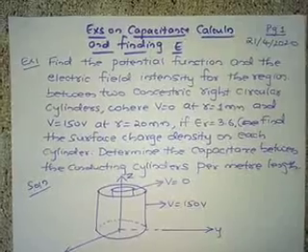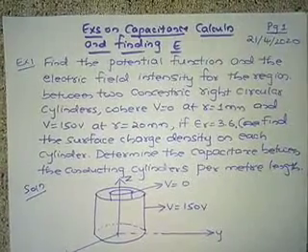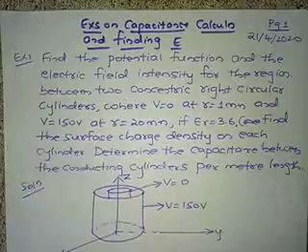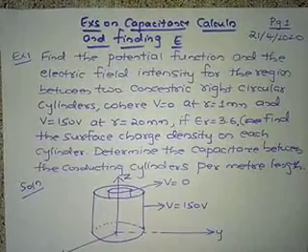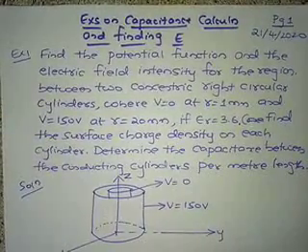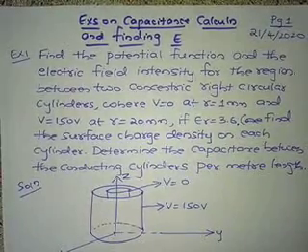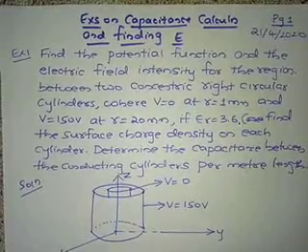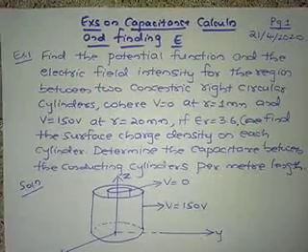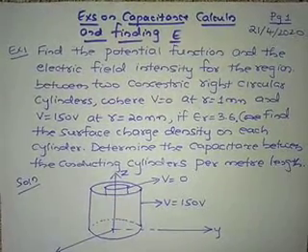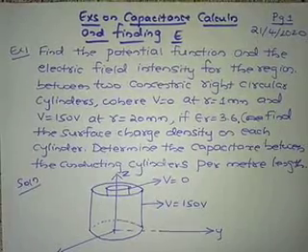Consider this example. Find the potential function and the electric field intensity for the region between two concentric right circular cylinders where V is equal to 0 at R equal to 1 mm and V is equal to 150 volts at R equal to 20 mm if epsilon R is equal to 3.6. Find the surface charge density on each cylinder. Determine the capacitance between the conducting cylinders per meter length.